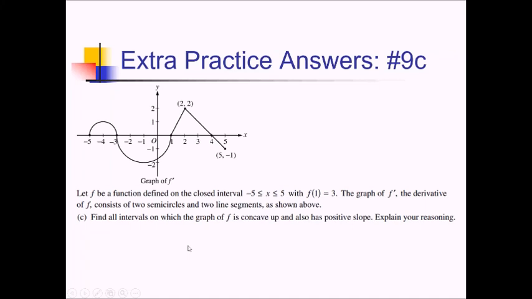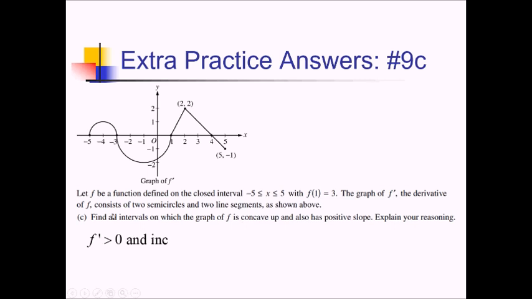For this problem part, we want to find all intervals where f is concave up and also has a positive slope. So in order to figure this out, again, just using f prime, because that's what they gave us all this information about with this graph, we want to find the places where f prime is positive, because we want a positive slope, so f prime has to be greater than 0. We also want to know where f prime is increasing, because that would give us concave up for f.